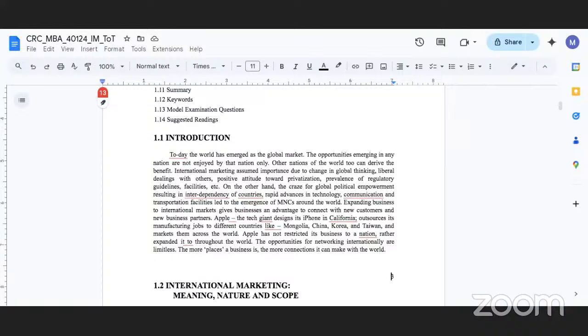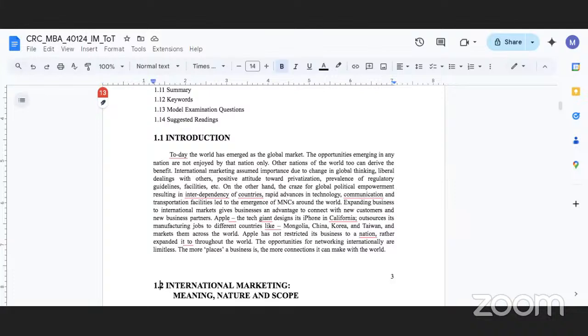However, what we also need to understand is that markets don't work in isolation. There is a restriction of a global political empowerment resulting in interdependency of countries. There's a rapid advance in technology, communication, and transportation facilities, which have led to the emergence of MNCs, what are known as multinational companies around the world. So, expanding business to international markets gives business an advantage to connect with new customers and new business partners.